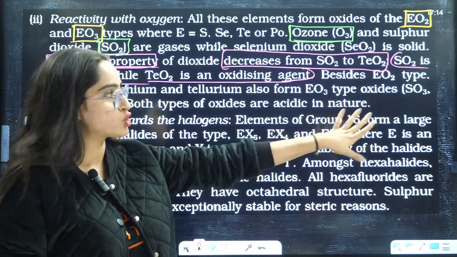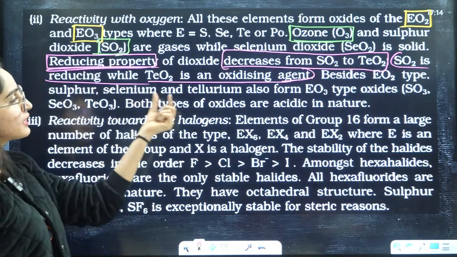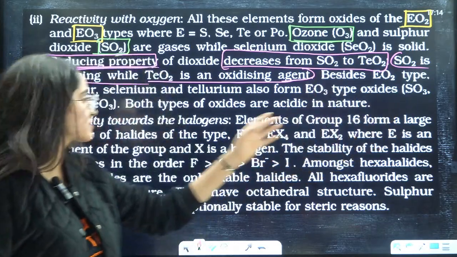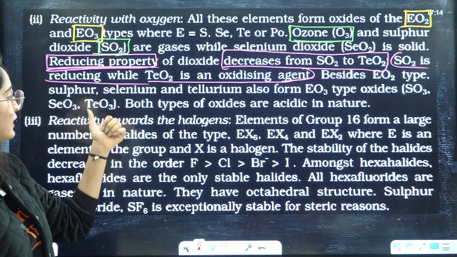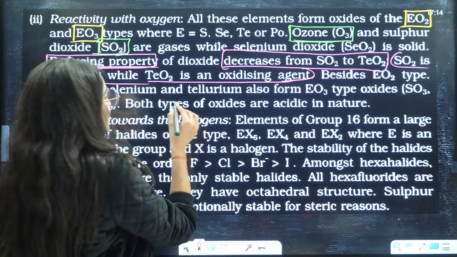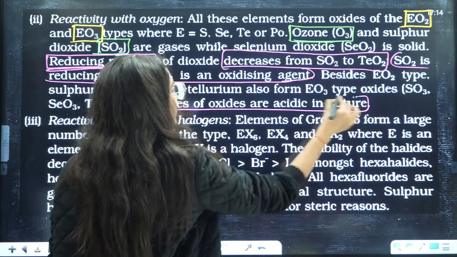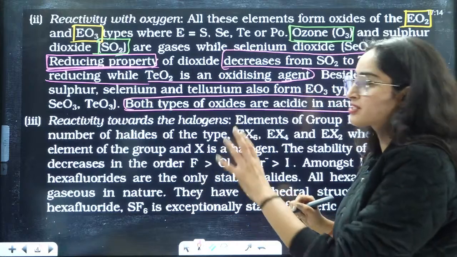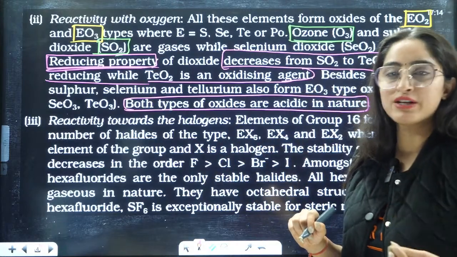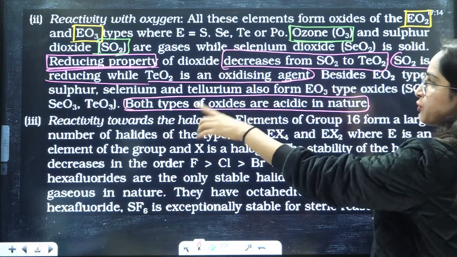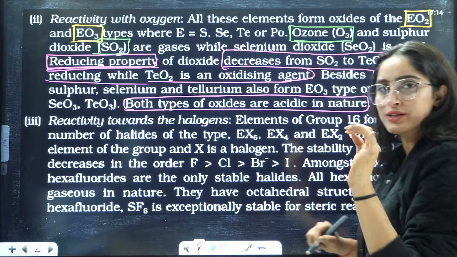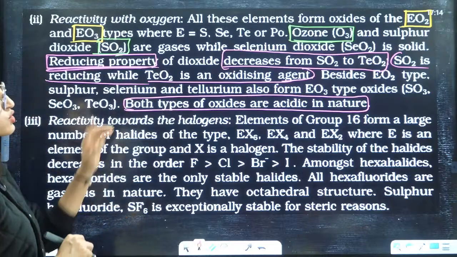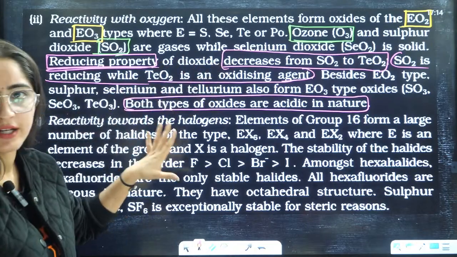Besides the EO2 type, sulfur, selenium and tellurium also form EO3. You have seen SO3 oxide, right? SeO3 and TeO3, both types of oxides are acidic in nature, right? So basically the important thing to note down is the oxidizing and reducing nature they have mentioned here, that SO2 is reducing and TeO2 is oxidizing in nature. That you need to understand, right? So that is the important point that I have underlined here.